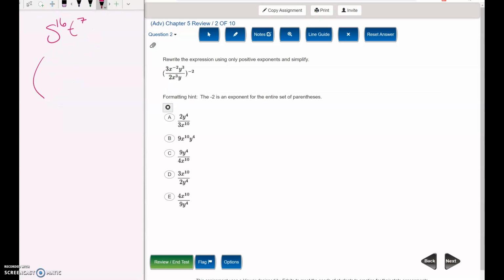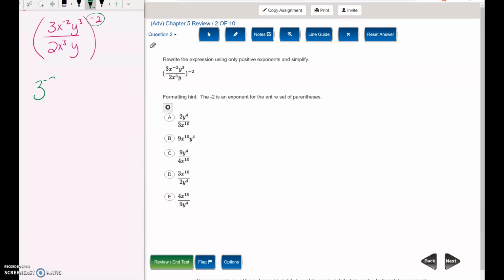Okay, this one is supposed to look like this. 3x to the negative 2, y to the third, over 2x to the third, y, the whole thing raised to the negative 2. There's several ways to attack this. One way is to simplify the inside the parentheses first. I just like to get rid of the parentheses first, so I'm going to use this negative 2 on everything.